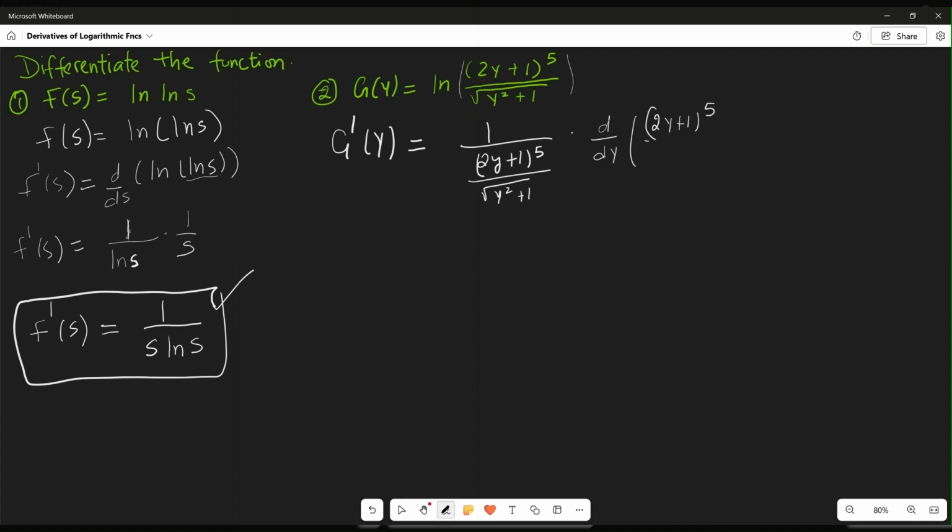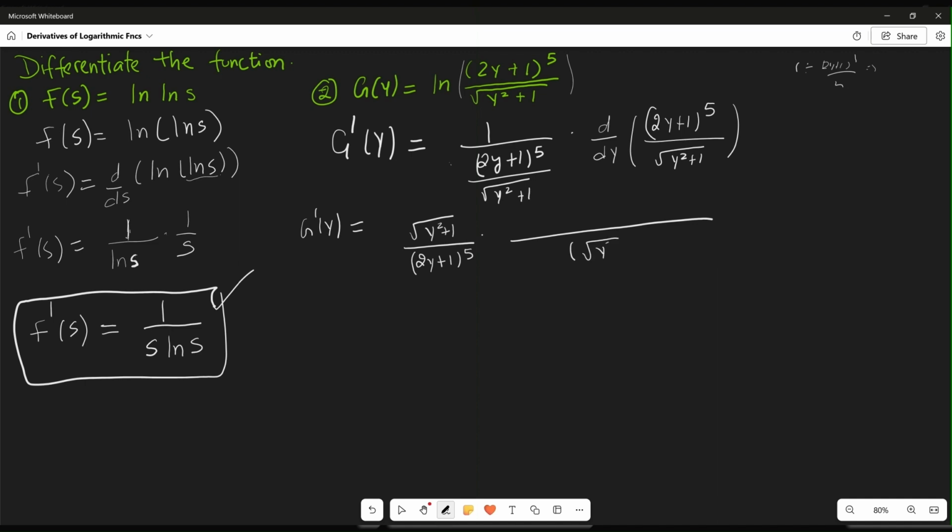And I'm pretty sure you can already tell we can apply the quotient rule here. Simplify this expression. This is 1 divided by (2y plus 1 divided by the square root), which is equal to the reverse of this. So this is simply square root of y square plus 1 divided by 2y plus 1 raised to power 5. Multiply, take the derivative with the quotient rule here.